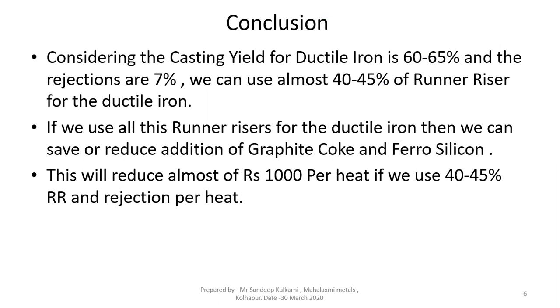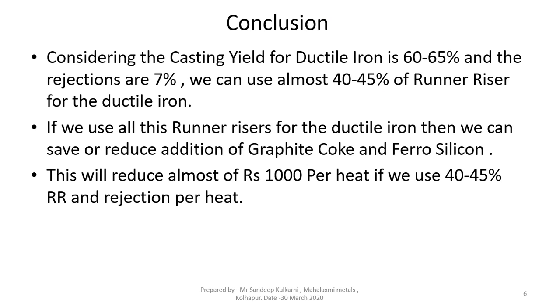So considering the casting yield of ductile iron is 60 to 65% and rejection is around 7%, we can almost use 40 to 45% of riser and rejection in the ductile iron heat. If you use all this rejection and risers for ductile iron, then we can reduce the addition of graphite coke and ferrosilicon in the furnace. This will reduce almost 1,000 rupees per heat if you use 40 to 45% of riser and rejection per heat.